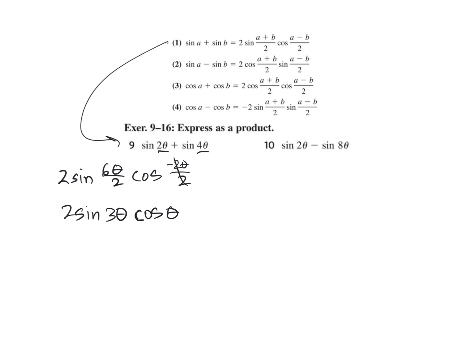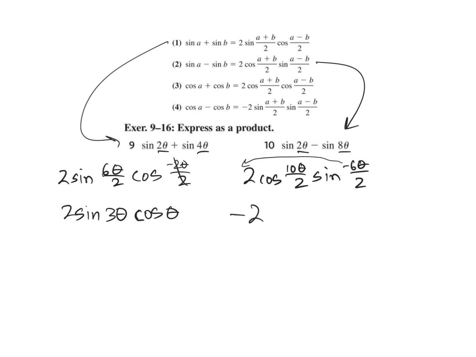Number 10, sine minus sine, this will be number 2. So 2 cosine of a plus b, 10 theta over 2, times the sine of a minus b. So 2 minus 8 is negative 6 theta over 2. So we're going to put that negative all the way out in front here, so it'll be a negative 2 cosine of 5 theta sine of 3 theta.